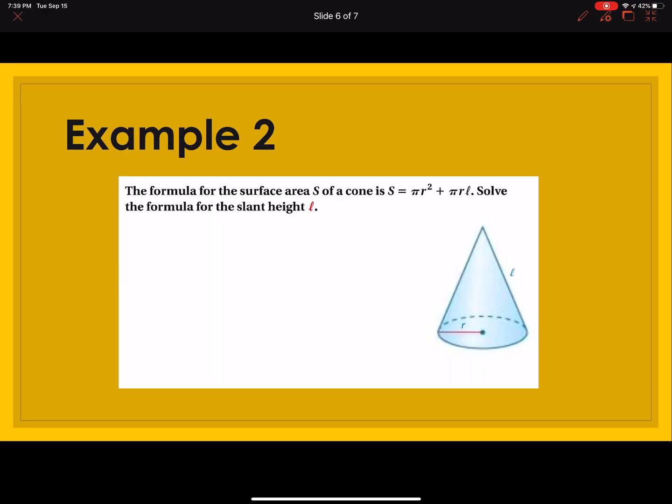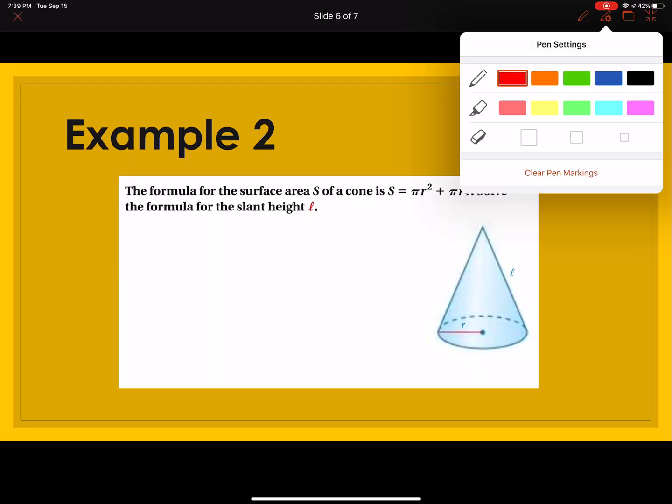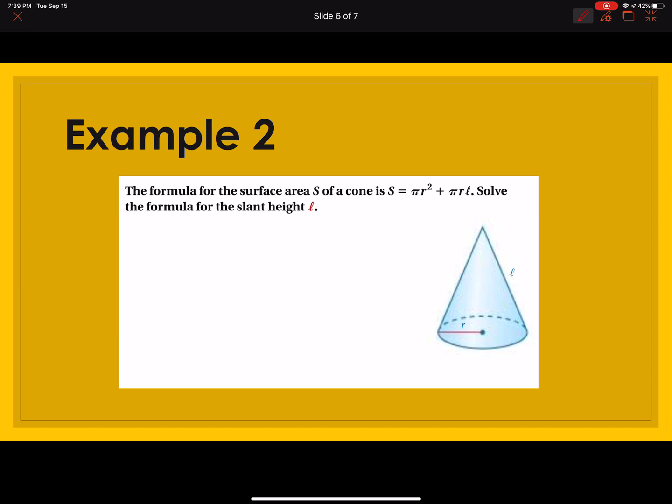Okay, example 2. And I think I'm going to leave it on there so we can mark up this word problem. The formula for the surface area of a cone is, so we've got a formula right there. Solve the formula for the slant height L. So we are wanting to basically isolate the L from this literal equation.